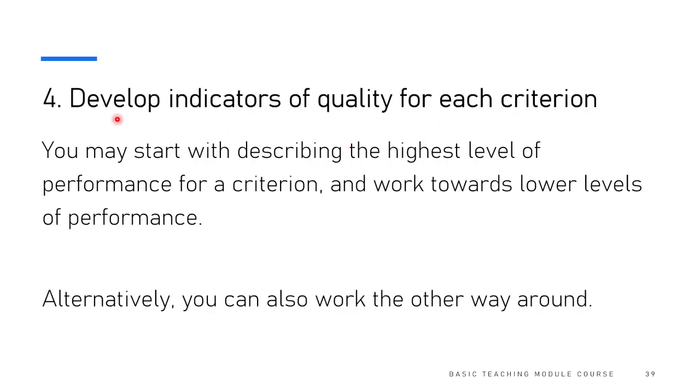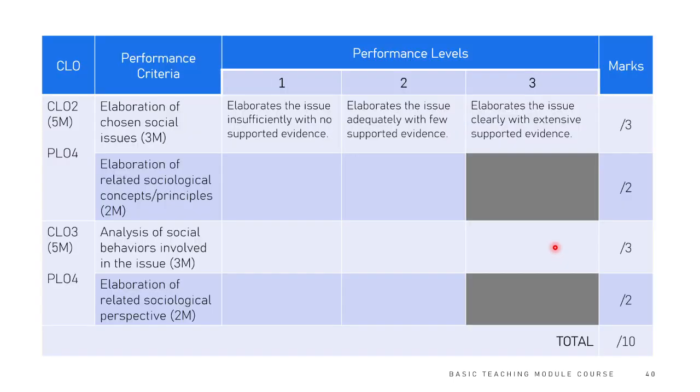Now, the next step is to develop indicators of quality for each criterion. You may start with describing the highest level of performance of a criterion and work towards lower levels of performance. Alternatively, you can also work the other way around. That means you start writing the poorest quality followed by the highest quality. But I like to write the fullest one first. So this is an example here. I write the fullest one here, so the most excellent one first.